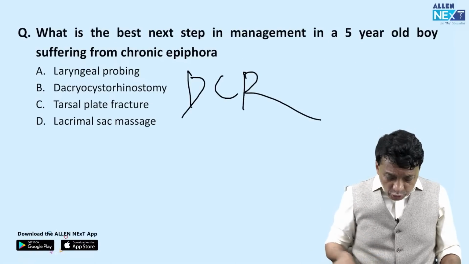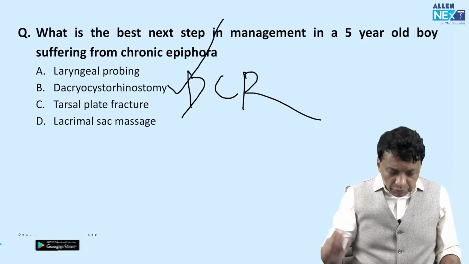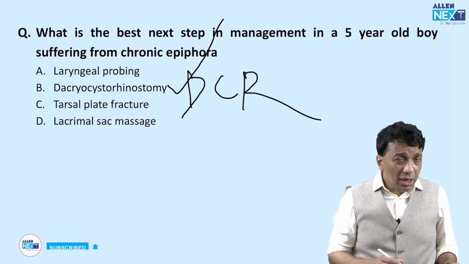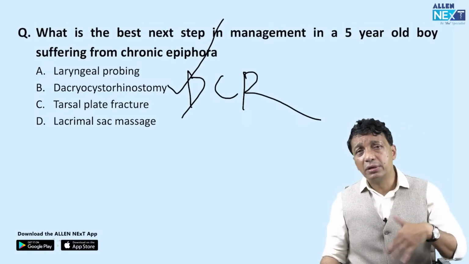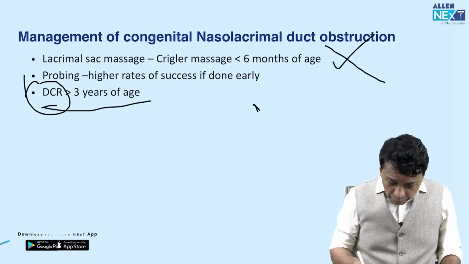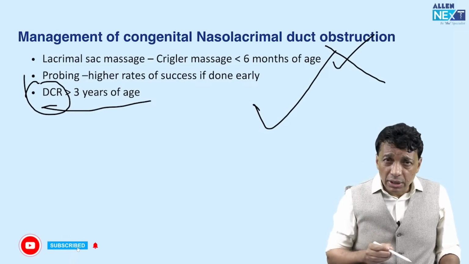So in this case, the answer should be clear. It's a 5-year-old boy, so the answer has to be B, which is DCR. If it had been earlier, a newborn, the answer would have been sac massage. At 1 or 2 years, we can still try probing, but after 3 years, mostly it is DCR. Very well. This is an important algorithm to know what procedure to do at what age.